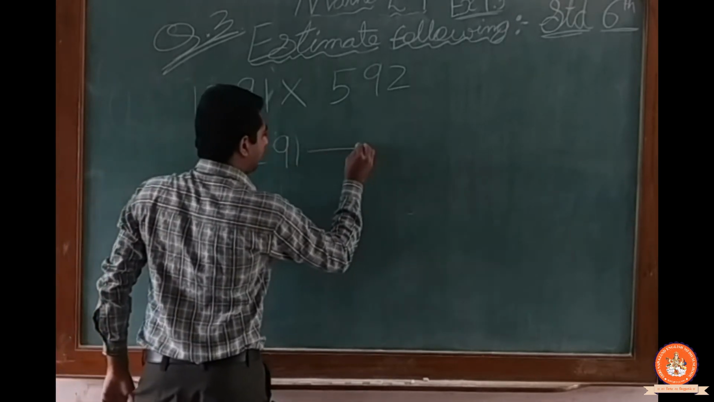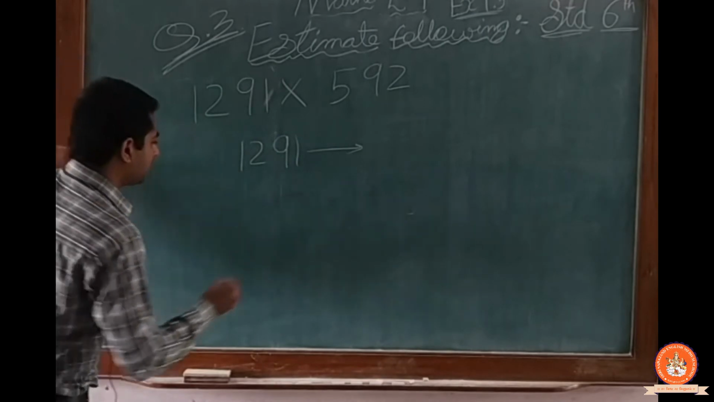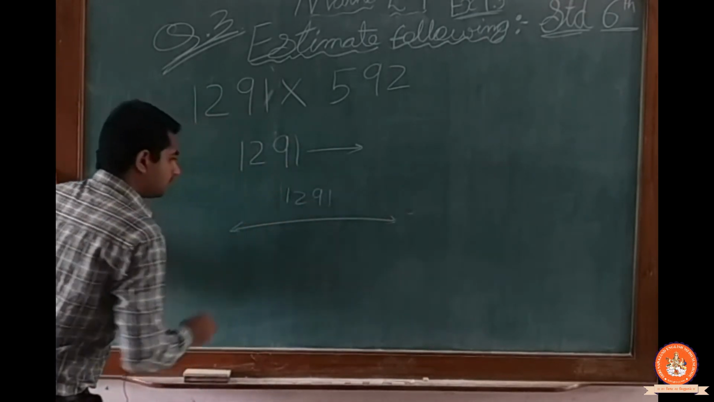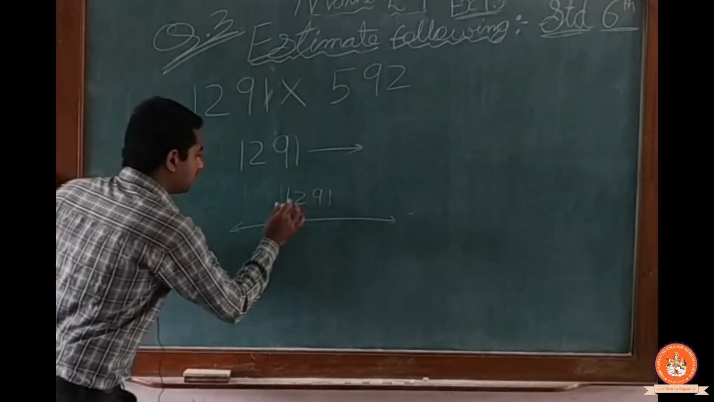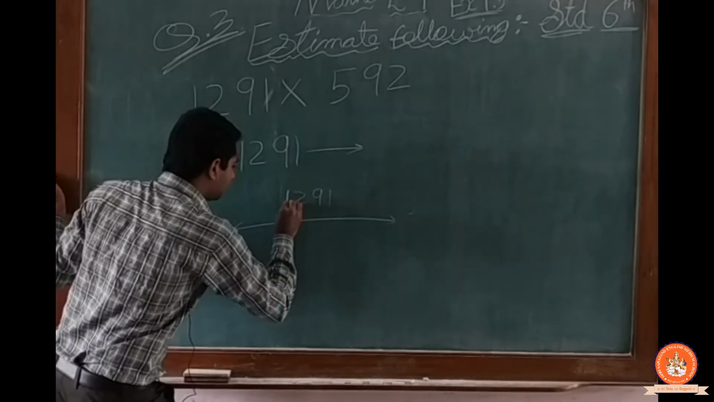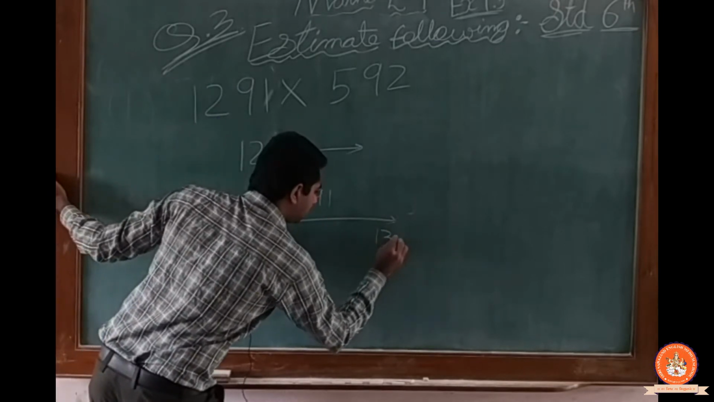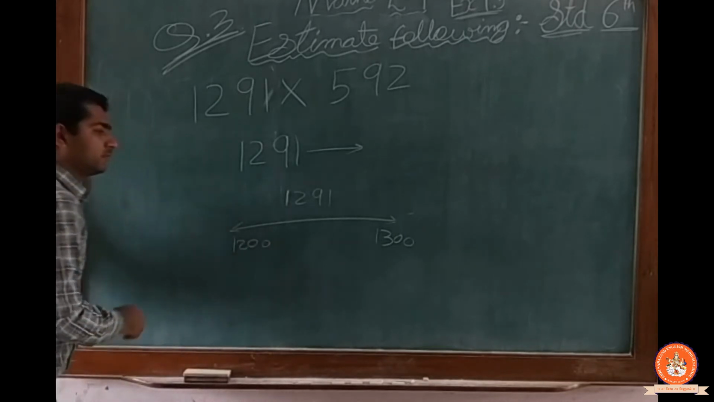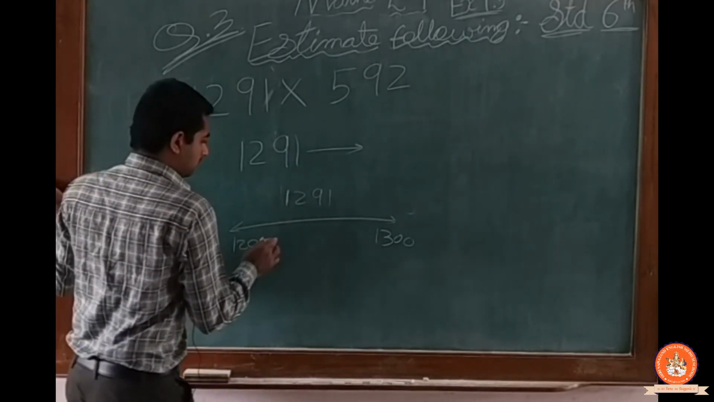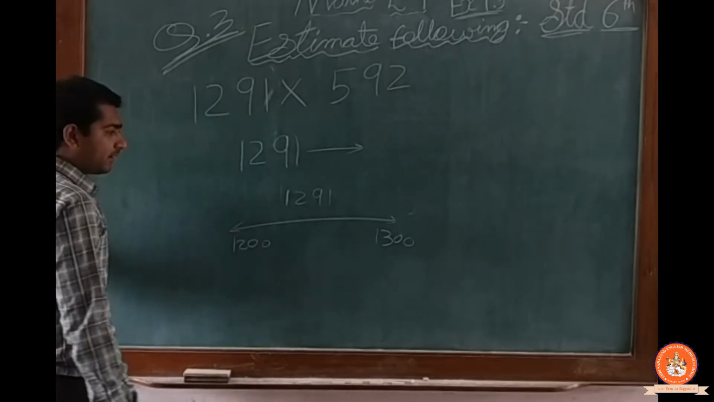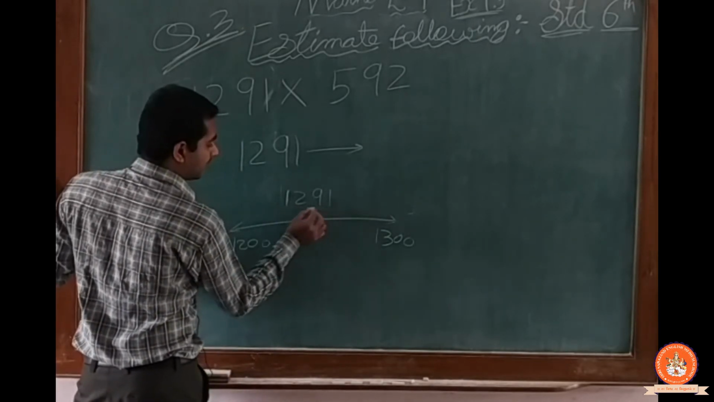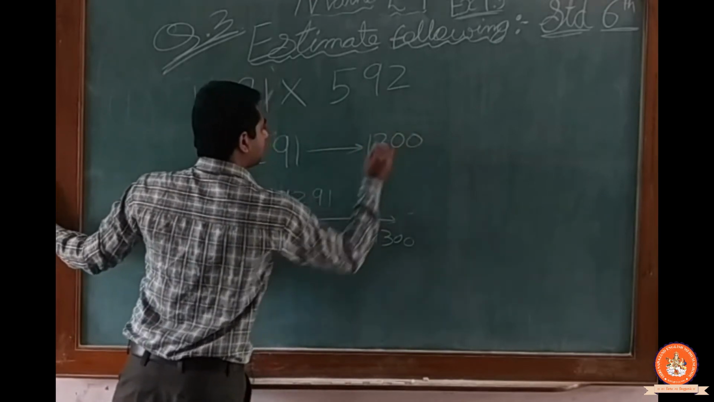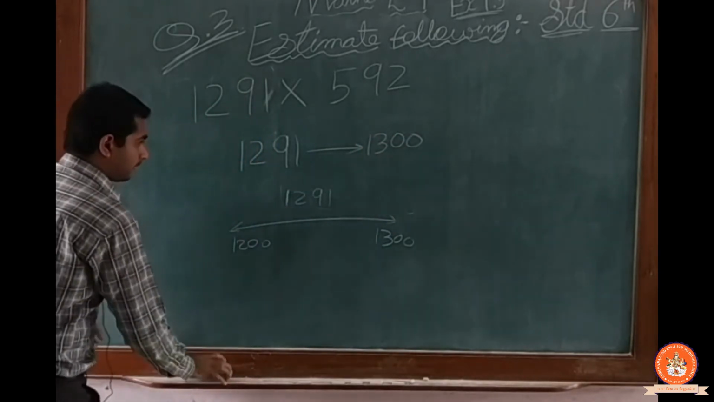1291 after rounding off this. अब देखिए यहाँ पे 1291 is किसके करीब है? It is more near to which number? 1300 or 1200. See, this number is more near to 1300. Okay, so it becomes 1300. So we will write here 1300.